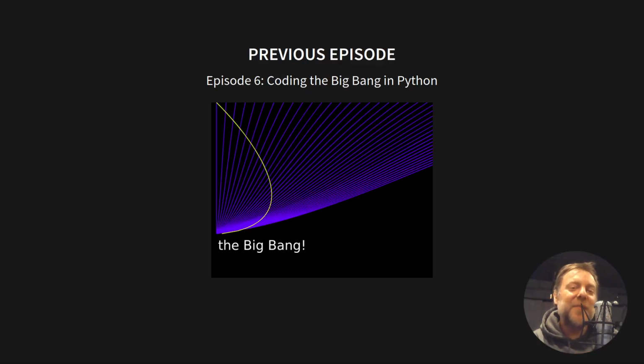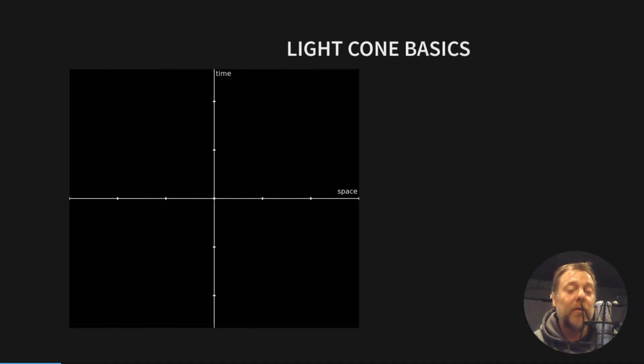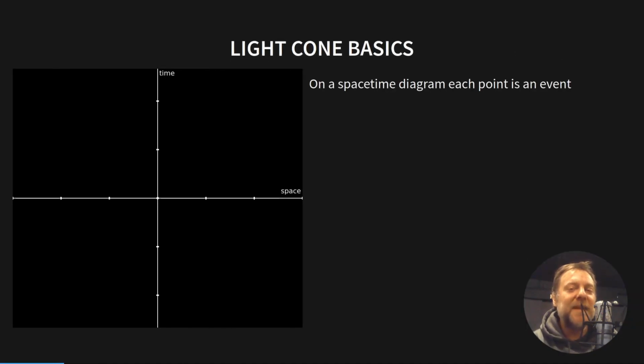In the last episode, we coded the Big Bang using Python, and this shows light coming from one direction. If we mirror the image, we see light coming from two directions, and this makes a light cone. Well, what's that? Well, this is a space-time diagram, and each point is an event. Events have coordinates t and x.